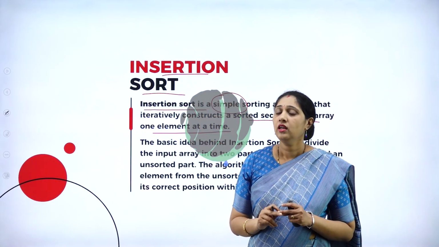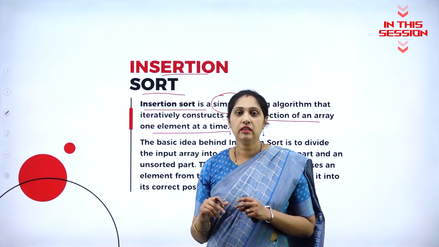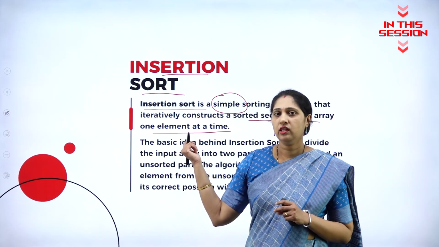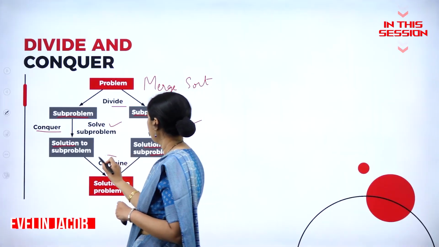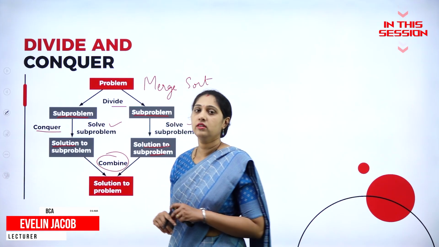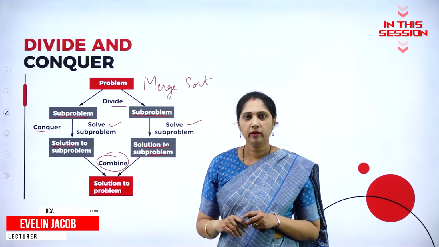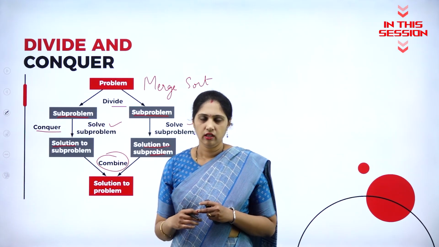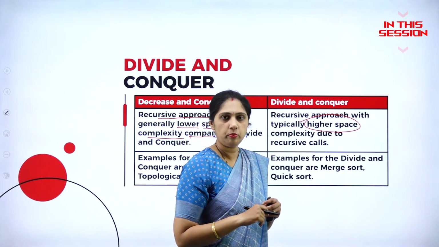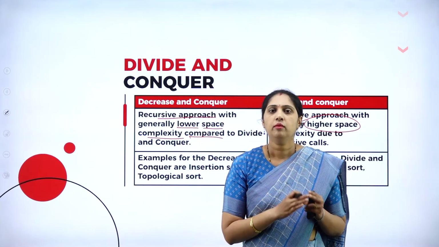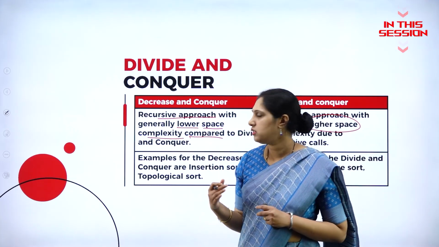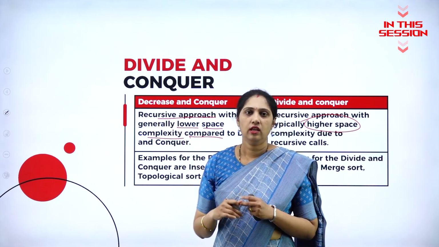Array is nothing but a collection of similar data type. If I want to sort integers, I have to take which array? Integer array. Once we get the solution, it's time to combine. Why do we combine? If you don't combine, we don't get the output for the original input. So when we think about space complexity, the memory space, divide and conquer takes much more space compared to decrease and conquer.